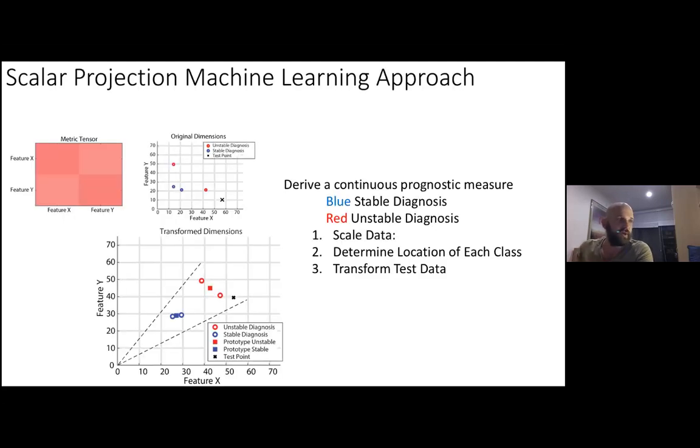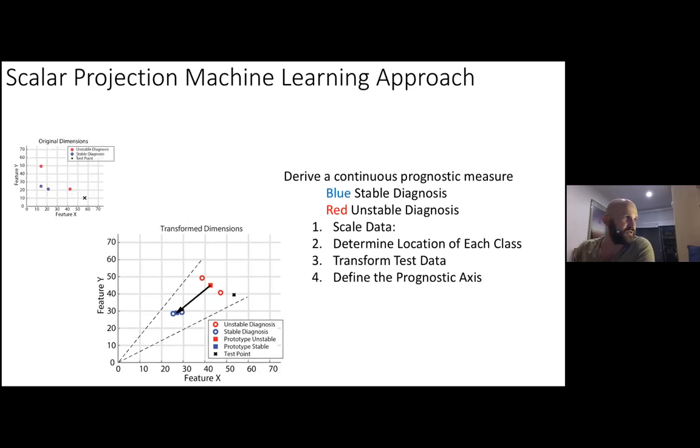And so let's go back to before we classify our individual. We've got our test point in this learnt space, and we've got some locations that kind of define our training sample. Now what we're going to do is define in our learnt space this vector, or this prognostic axis. So what it's saying is along this dimension, this hyperdimensional space, this is what separates people who are stable and people who are unstable in terms of their diagnosis.